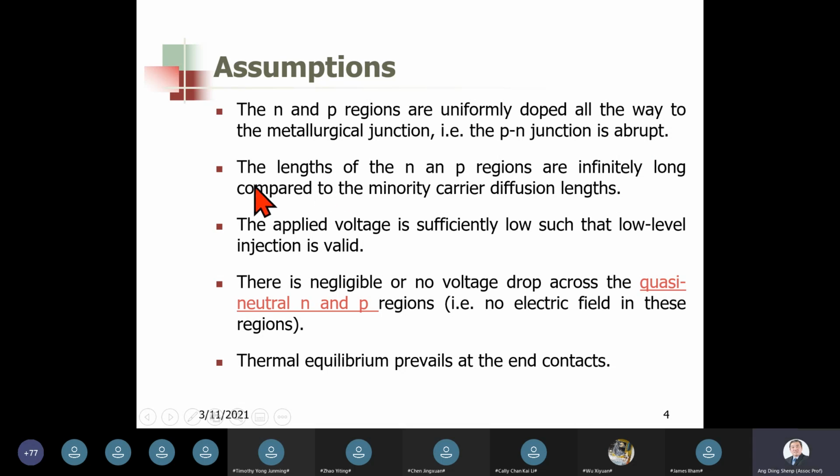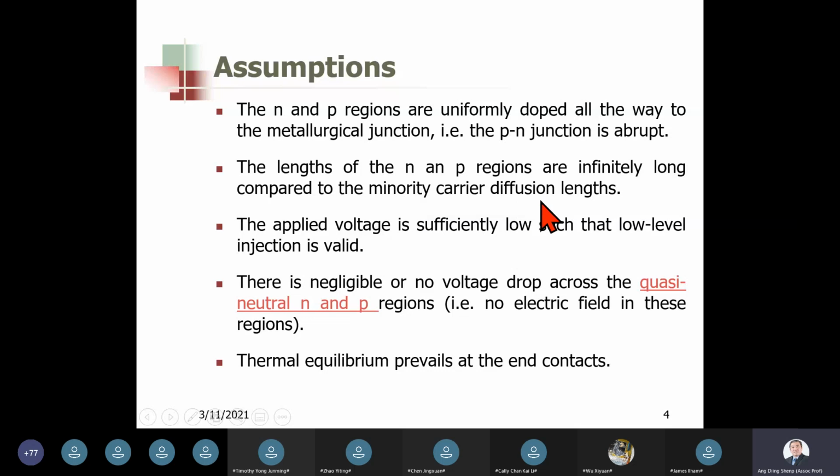Now, the new assumption, the second point: the lengths of the N and P regions are infinitely long compared to the minority carrier diffusion length. Let's see how this assumption can help us simplify the mathematics involved later on. Now, you need to understand this term infinitely long very carefully: infinitely long compared to the minority carrier diffusion length.